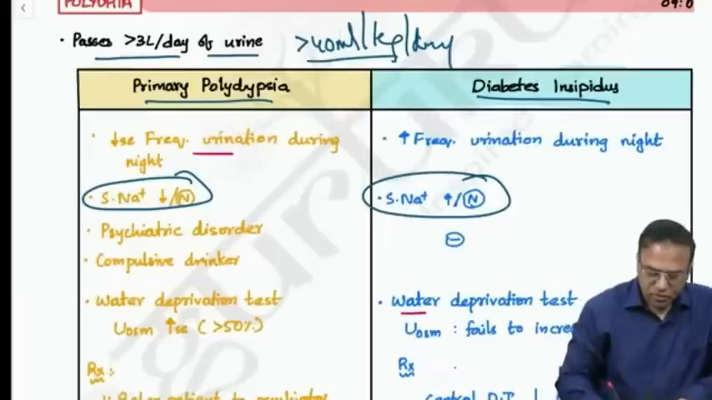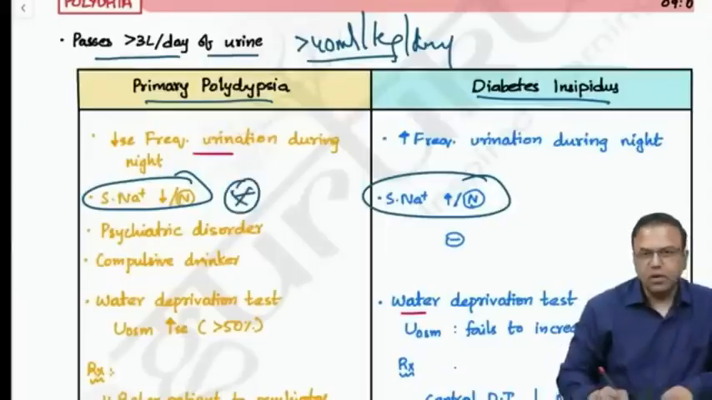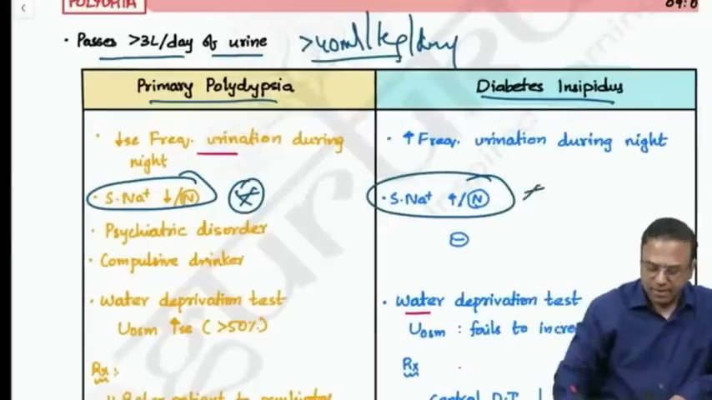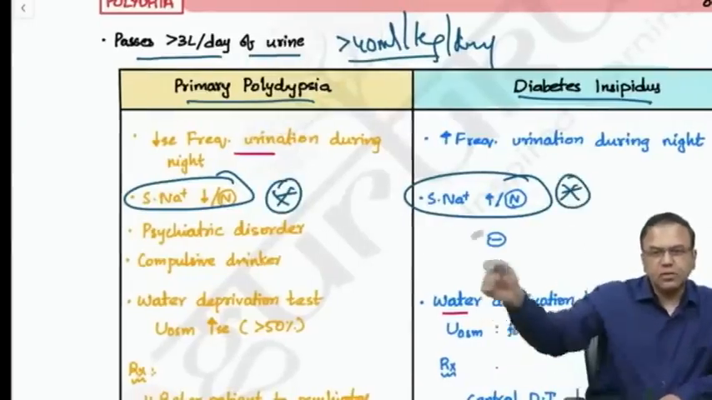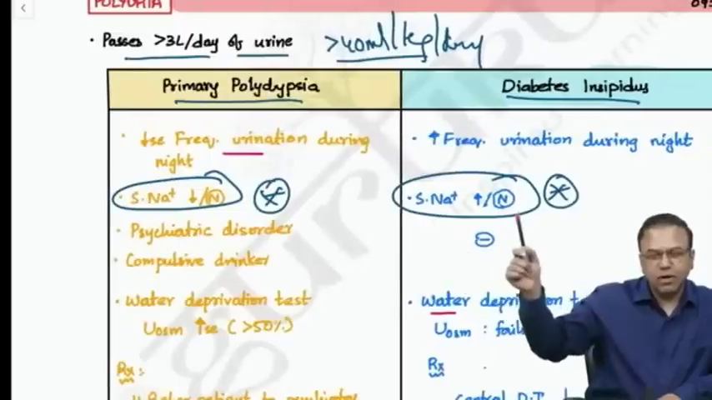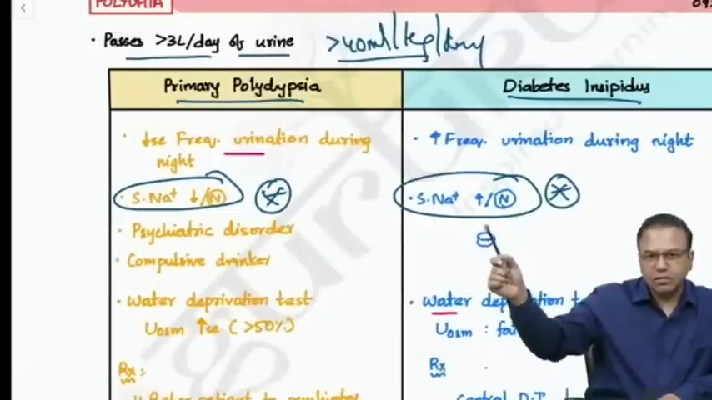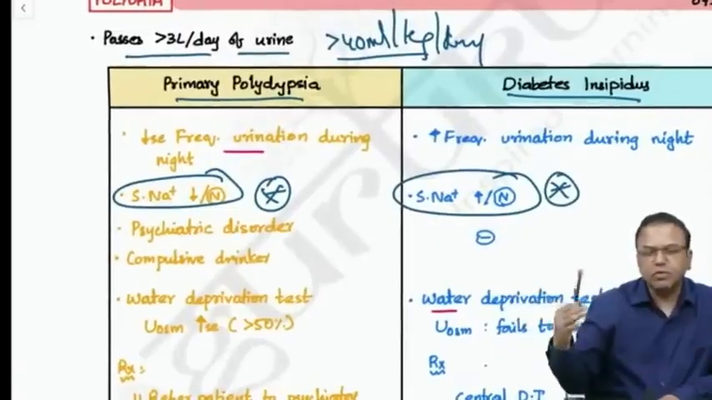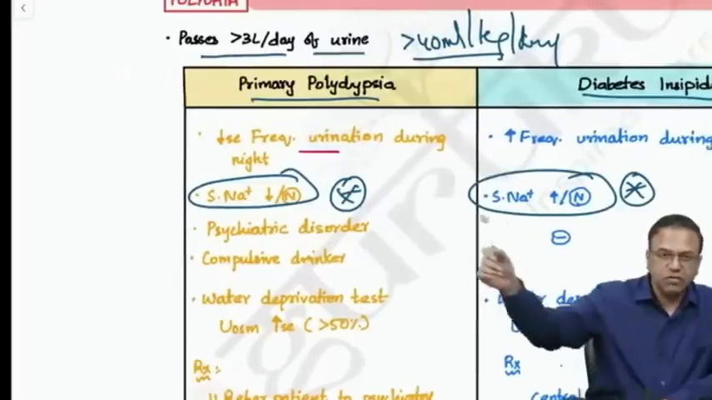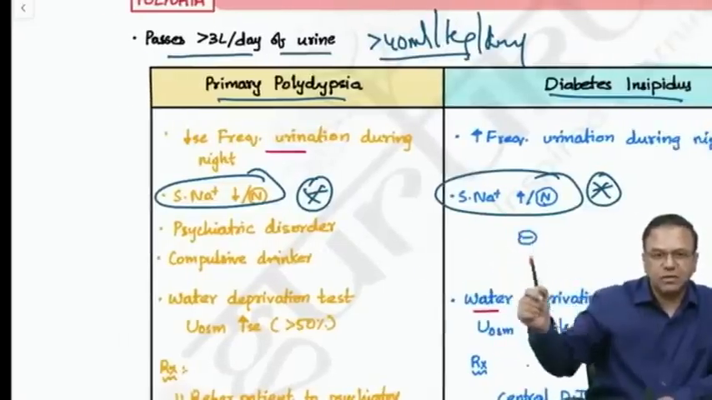So you can see the sodium is low here, and here the sodium is high. This is the main anchor point for us: sodium low, sodium high. That's a differentiator. If you just look at this, I think you should be able to solve the problem in the MCQ to differentiate whether primary polydipsia is the answer or diabetes insipidus is the answer.